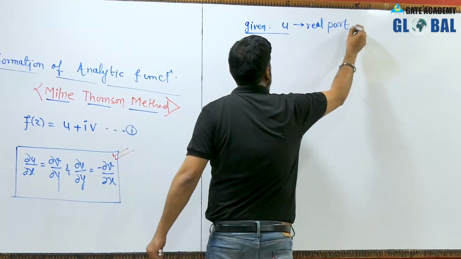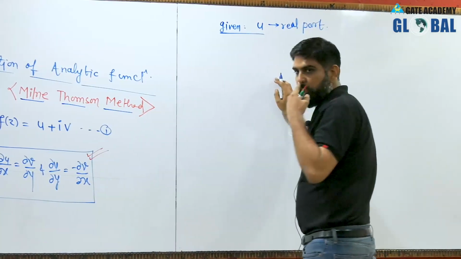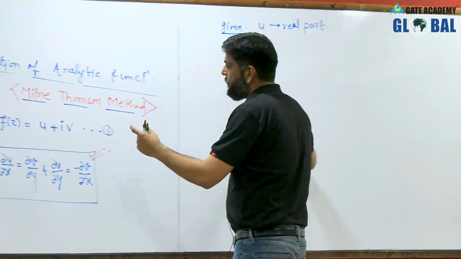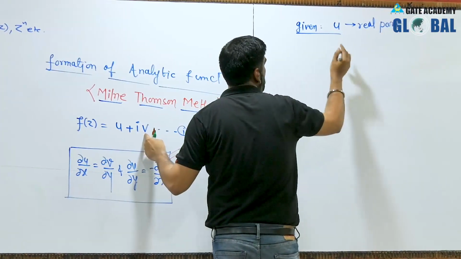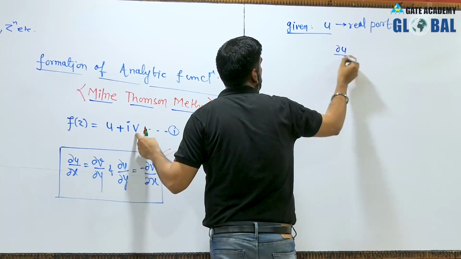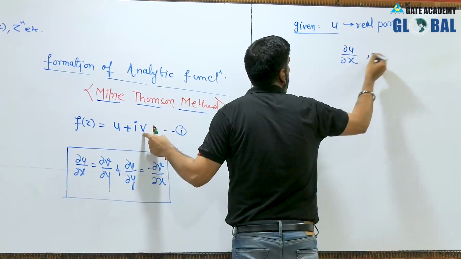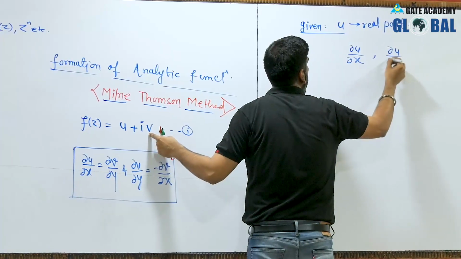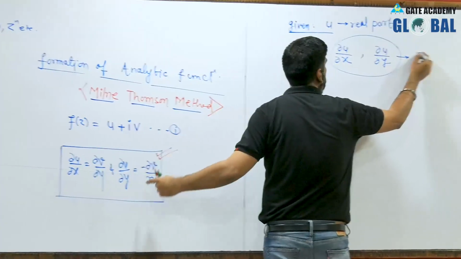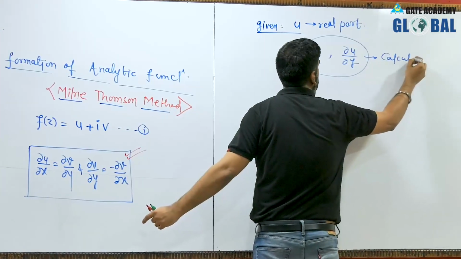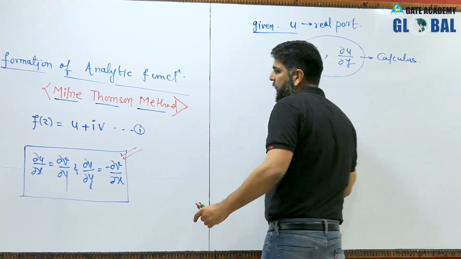So if real part is given, my dear students, how to form the function f(z), that is u plus iv? If real part is given, you can calculate del u by del x, and also del u by del y, because there is no v. This is our calculation. I am giving you the steps of how to apply it.